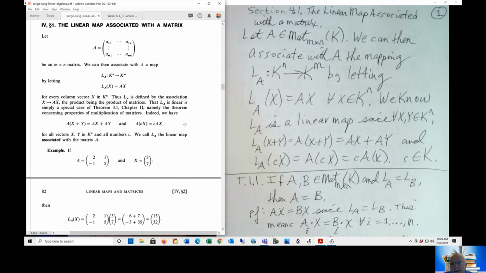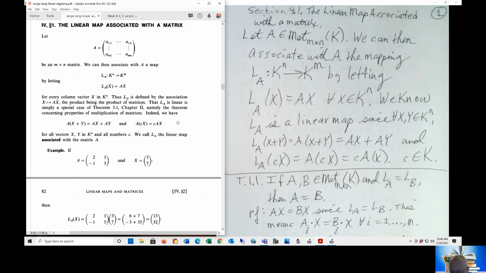But first look here at section 4.1, the linear map associated with a matrix. Whenever we have an m by n matrix A over scalar field K, we can always associate with the matrix A the mapping that we call L sub A, going from K^n into K^m, by letting L sub A of x equal A times x for all vectors x in K^n.